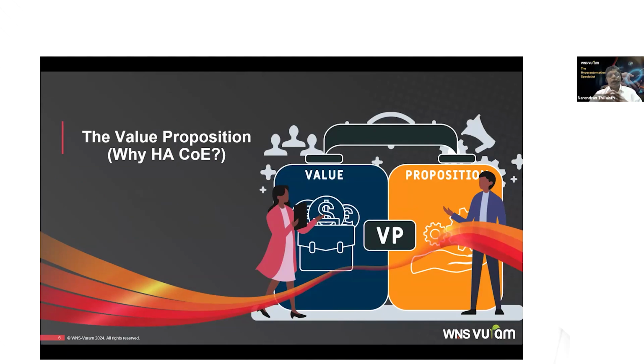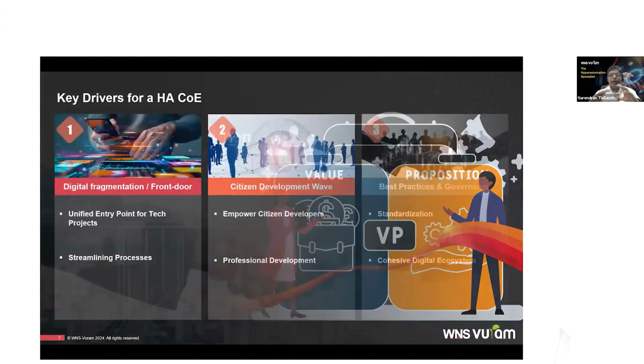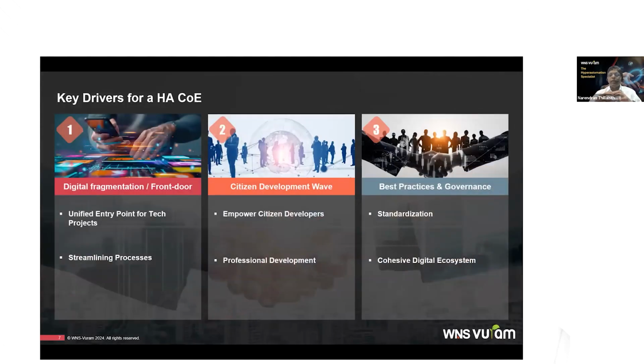I'll talk about why you need a hyperautomation CoE before we go deeper into what it is and how we go about building it. So there are three drivers we believe for why you would need a hyperautomation CoE. Number one, there is a lot of digital fragmentation happening here. What I mean by that is hyperautomation by definition brings multiple technologies. We saw that in the previous slide also.